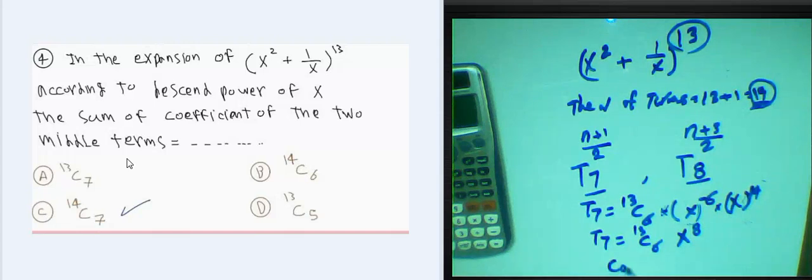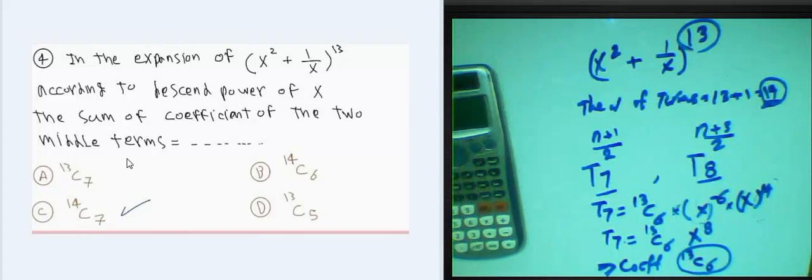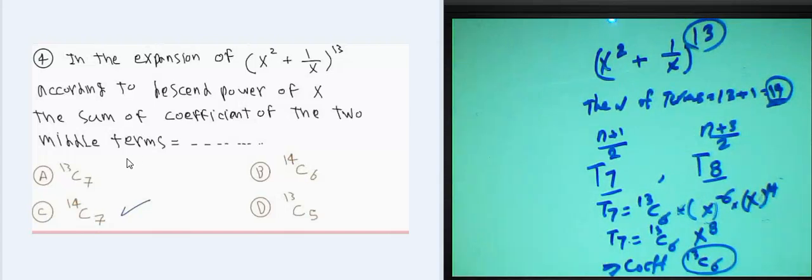Then the coefficient of term 7, putting x equal 1, will be 13 combination 6. That is the coefficient of term 7. And then you can write term 8.